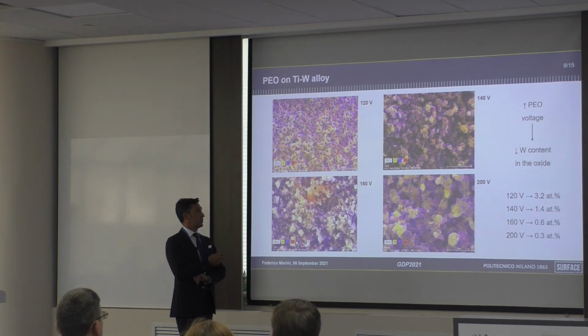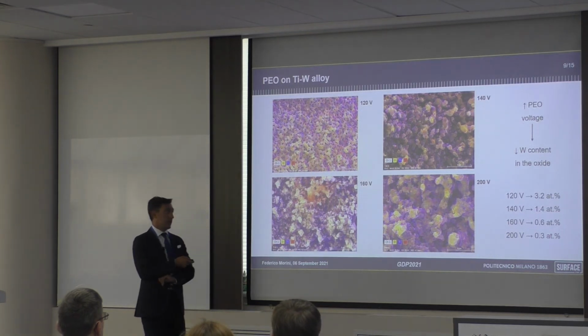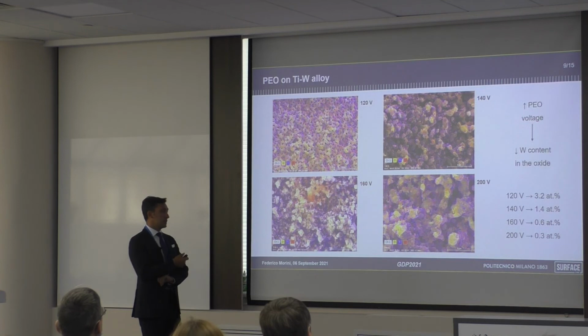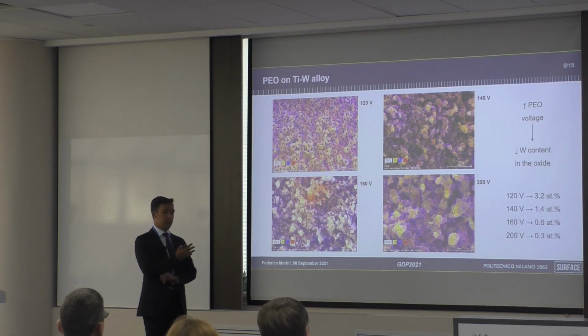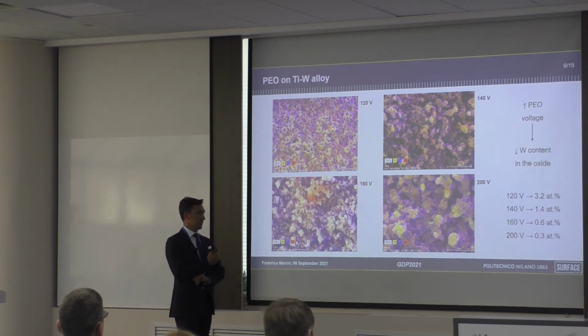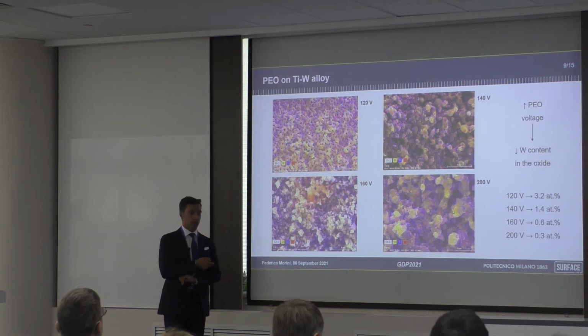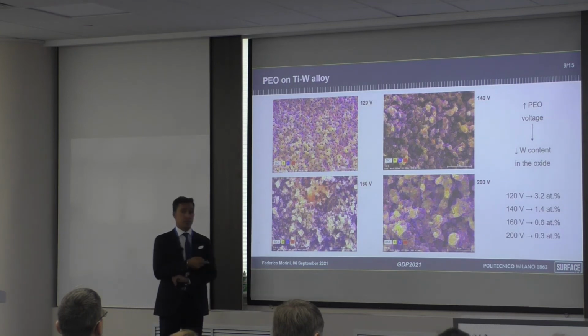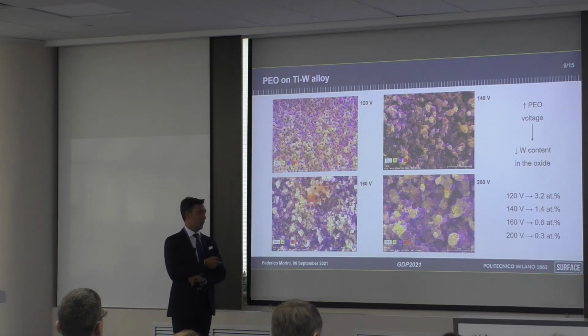Another thing that we notice from the EDS analysis is that by increasing the plasma-electrolytic voltage, the tungsten content in the oxide tends to decrease, in the sense that it is more dispersed inside the oxide, and goes from 3.2 atomic percent to 0.3 atomic percent. But where we have tungsten, in this image there is also the presence of both titanium and oxygen. So we have the production of tungsten trioxide or a mixed oxide system.